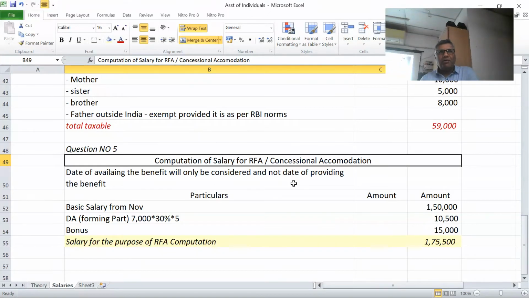For the period of availing. If they give the accommodation from 1st September, you will do it only for 7 months. No, only for that period. That's what I'm saying. The benefit is computed as 10% or 15% of salary. The benefit is for the period it is provided to you. I mean, it is available.